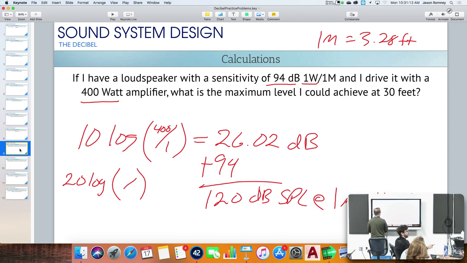So now I could say, all right, 20 times the log of 3.28 divided by 30 gives me what? I think you did that wrong too. Oh, I did do that wrong. Okay. Great. Yeah. So what do I do with that number?